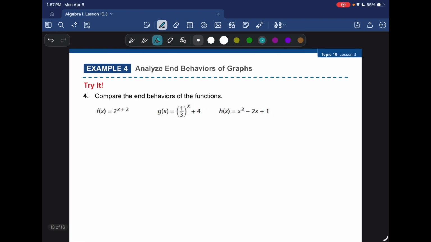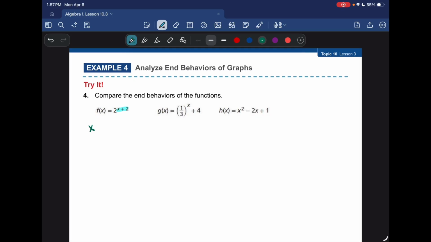All right, compare the end behaviors of these functions. The first function, f of x, we have an exponential function. So what is happening? As x approaches positive infinity, what's happening to my output of an exponential function? Okay, it's increasing, so it's going to approach positive infinity.